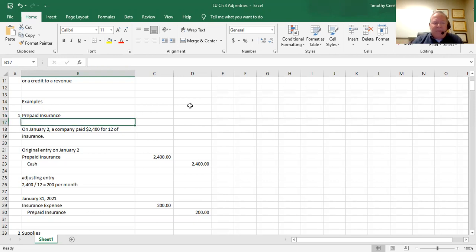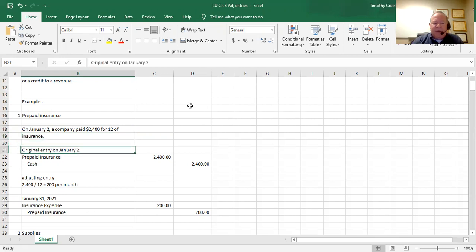So let's say, for example, on January 2nd, a company paid $2,400 for 12 months of insurance. Now, prepaid happens a lot with insurance because you have to pay in advance, sometimes with rent because a company might be required to pay rent in advance, and also a lot of times with advertising. A company might be required to pay advertising in advance. So again, all 3 of those types of expenses could be handled in a very similar way to what we're going to look at here with insurance.